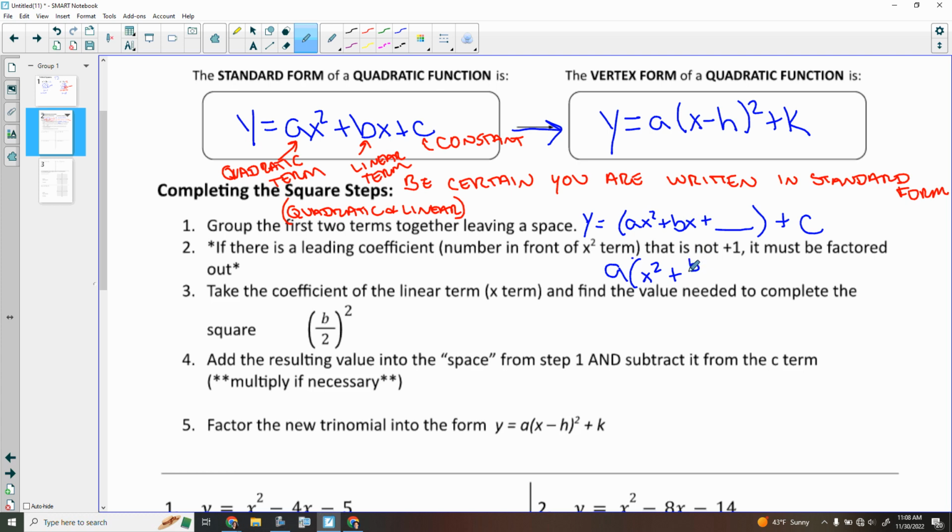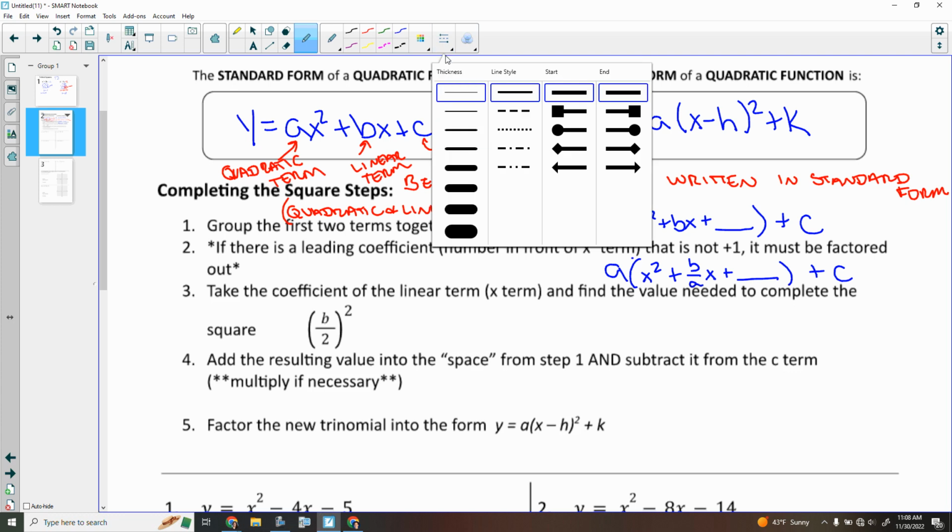It'll be whatever b divided by a is, because we factored that out, and then plus our blank still. And then we're still going to have that c at the end. Again, these will be more of a challenge problem if there's going to be a coefficient for you to factor out. All right. The third step, I call this one like the side work, okay?